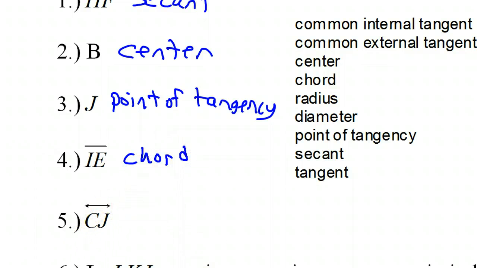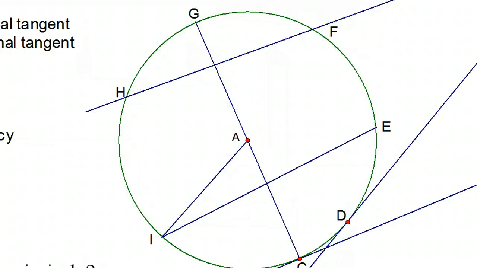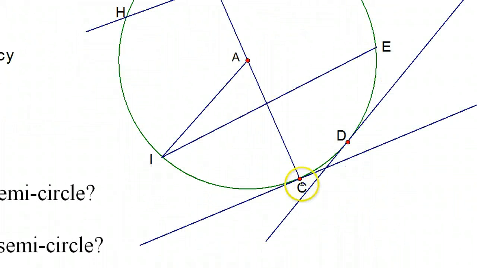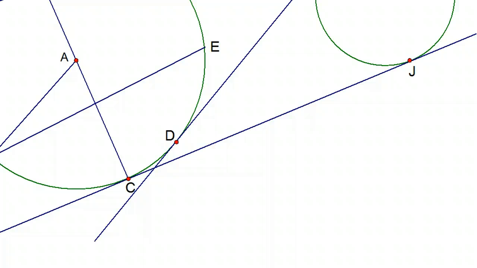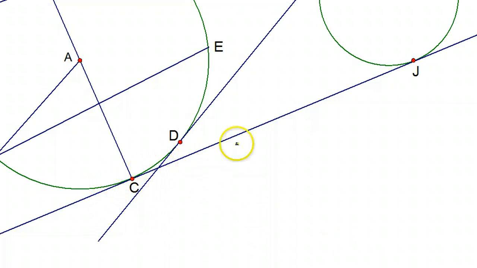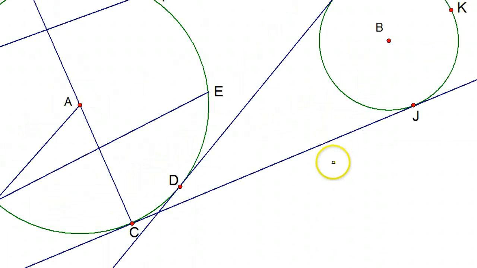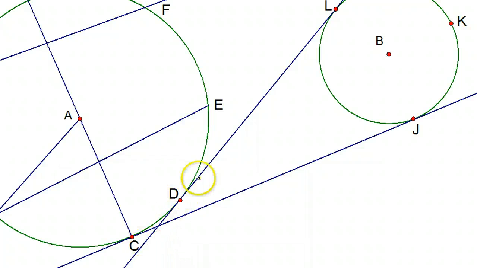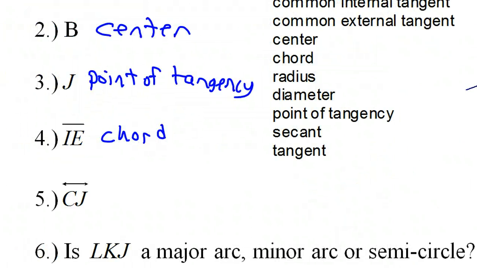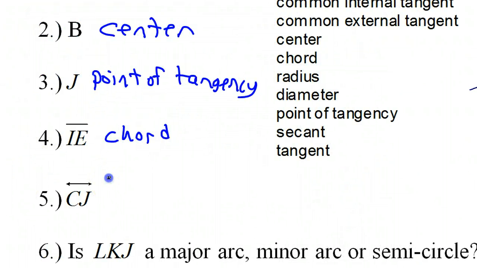Line CJ. Let's see. Okay, I see C right here, and J is over there. So this is a common tangent. It stays outside of the circle, so this is a common external tangent, as opposed to this will be a common internal tangent. Okay, so CJ is a common external tangent.